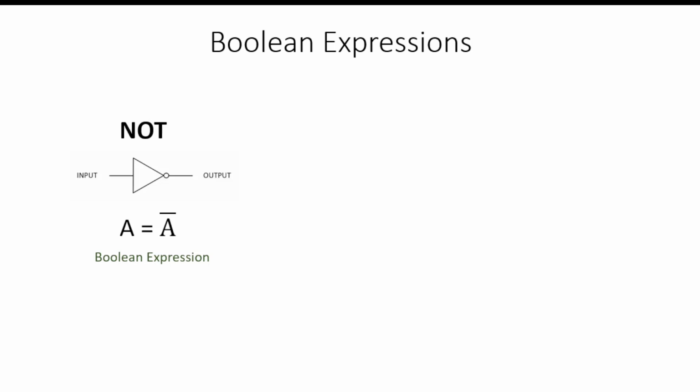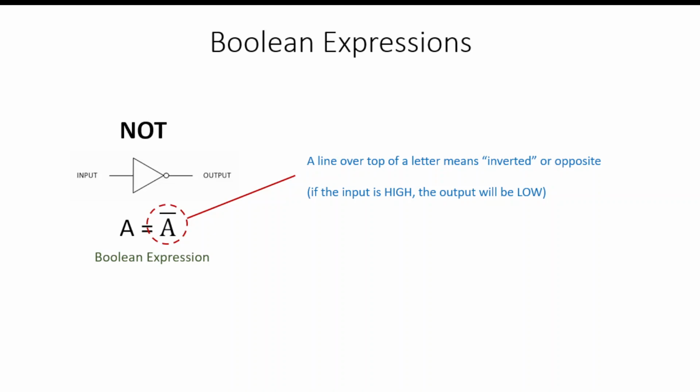So let's take a look at a NOT gate. A NOT gate has an inverting circle on the output side, and this is usually the only one that has the same letter used for the input as it does for the output. What we'll notice is that there is a horizontal line drawn above the A. The line over the top of a letter means it's inverted, or opposite, and we know that to mean that if the input is high, the output would be low.